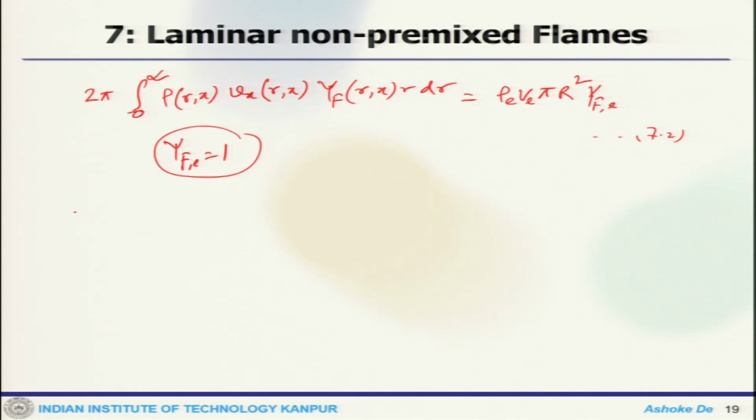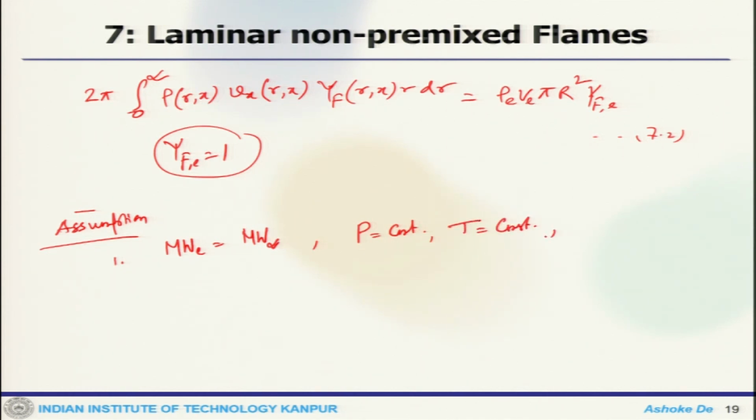So, now to get the velocity and fuel mass fraction, to get the analysis done, we need some assumptions, or we simplify this. Number 1, the molecular weight at the exit will be equal to the molecular weight at infinity, pressure is constant, temperature is also constant, and uniform density flow.